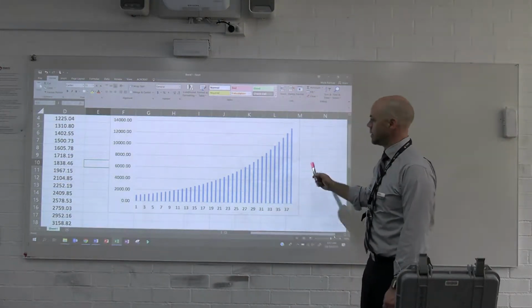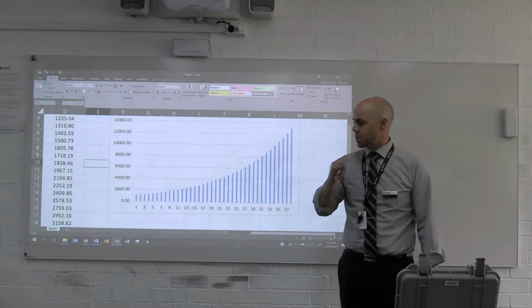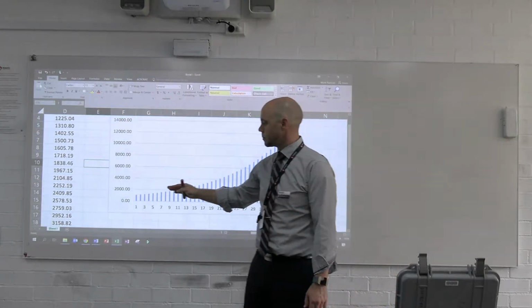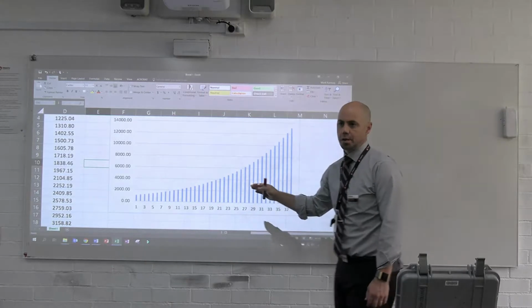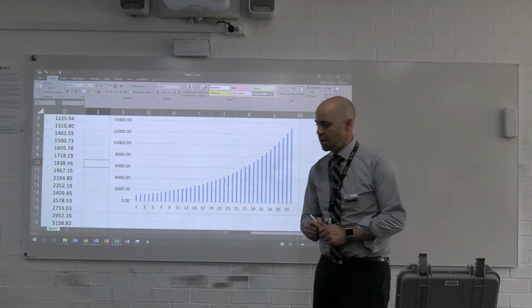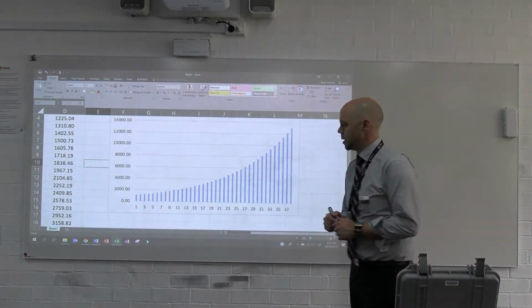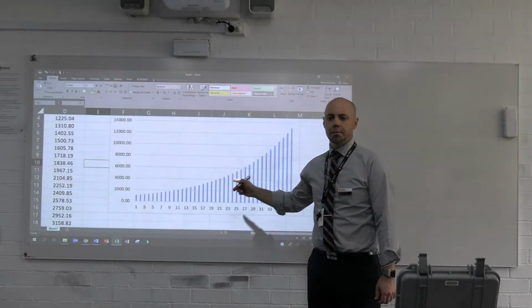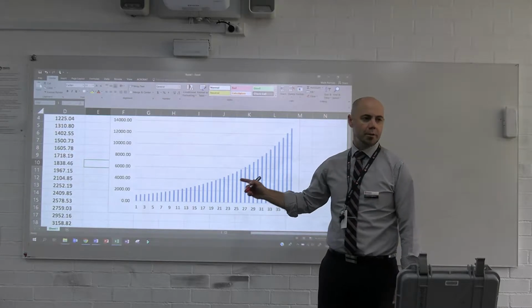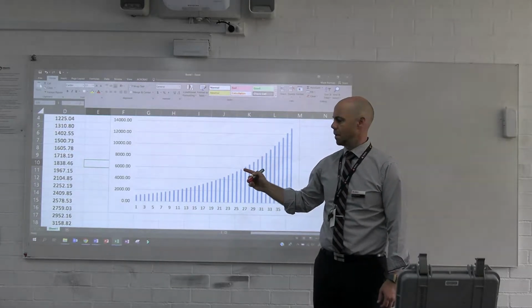Extended it out to 37 years. We started with $1,000, and over those 37 years it's grown and grown at 7% per annum, compounded annually, and this is what we see. The shape of this graph is just what I want to bring to our attention for today.